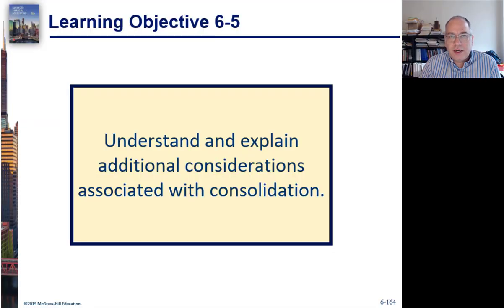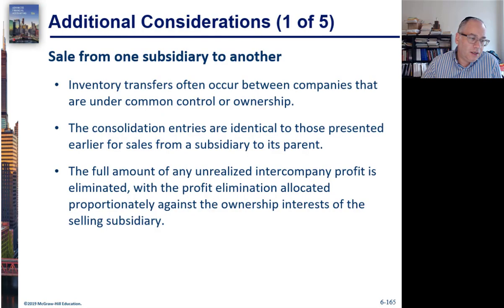Learning Objective 6-5: understand and explain additional considerations associated with consolidation. We've talked about parent to sub and sub to parent. What if you sell from one sub to another? In other words, you have a parent with several subs, and one sub sells goods to the other. In that case, it's pretty much the same as an upstream sale, and any unrealized profit is going to be eliminated in the consolidation.